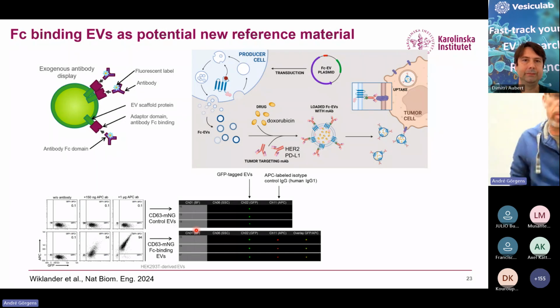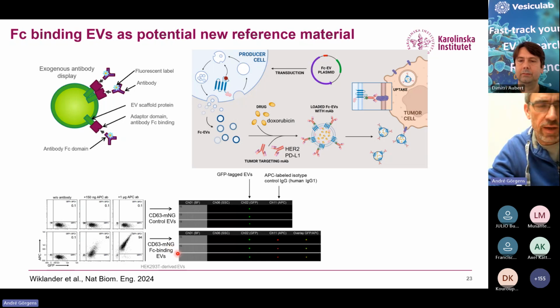As you already saw in brief in Oscar's presentation, we used imaging flow cytometry with both the CD63 mNeonGreen control EVs and the CD63 mNeonGreen Fc-binding EVs. And basically, I just wanted to emphasize that it was, of course, incredibly helpful for this project to have a method and material to quantify, or to titrate, how much antibody we could use to load EVs to saturation and to quality check batches or EV preparations before we would use them for experiments.